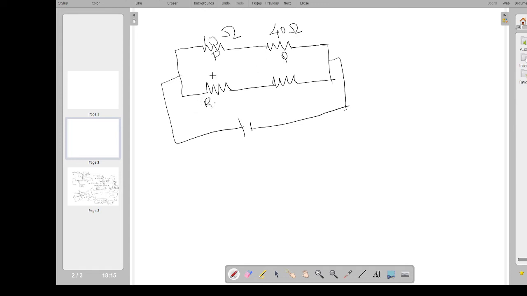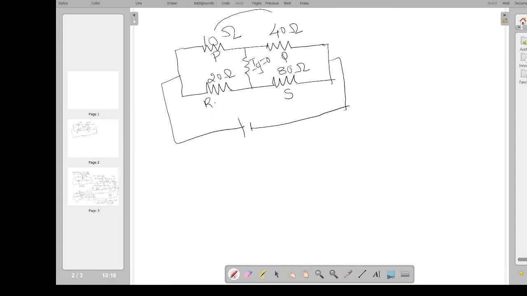Similarly, I take a 20 ohm resistor at the R point, and an 80 ohm resistor at the S point. So now what will happen is, this is the galvanometer G, so we need to make Ig equal to 0. To achieve this, what I have taken is P is 10 ohm, Q is 40 ohm, R is 20 ohm and S is 80 ohm.